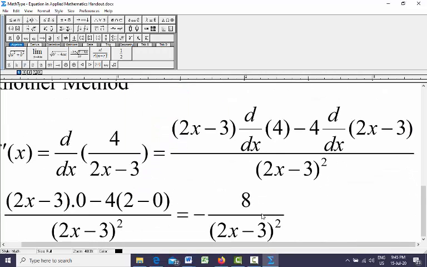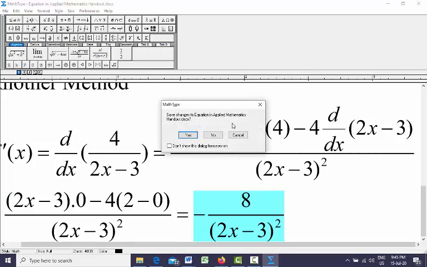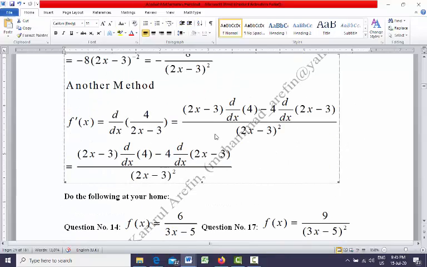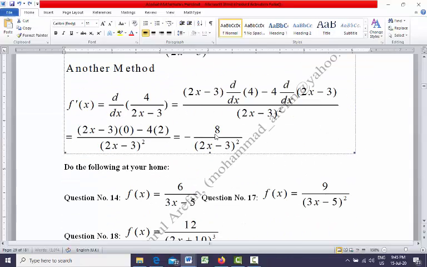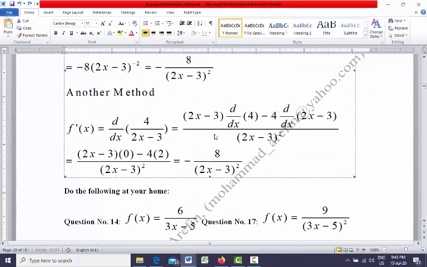When we apply the division rule, still the answer is the same, which is minus 8 divided by 2x minus 3 square. So the answer will always be the same. Right.